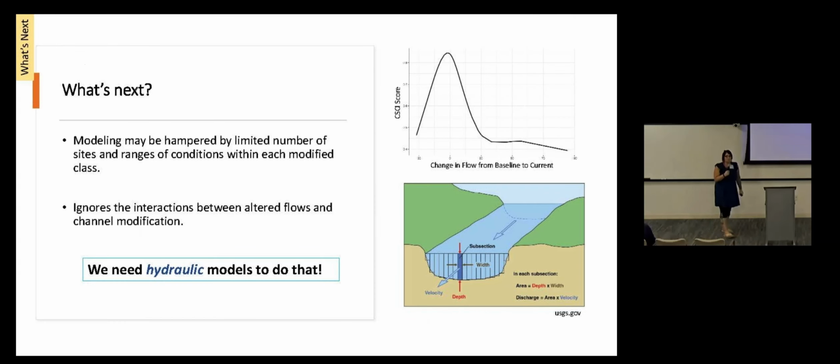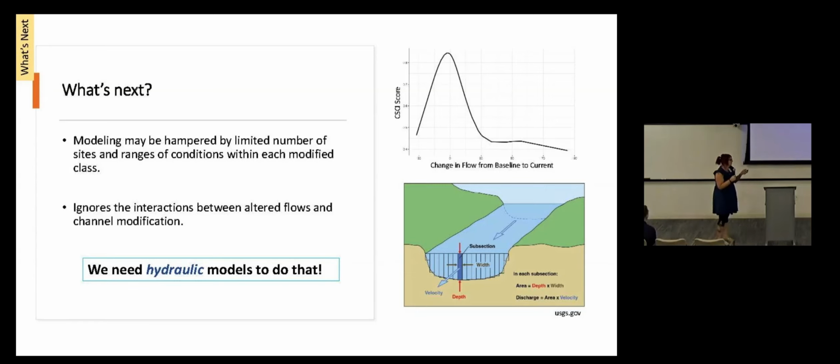Okay, in terms of what's next, there are 2 main areas that we want to focus attention on. First of all, as with any modeling project, there are some data limitations. We want to make sure that we have enough sites within each of the modified channel classes and that they have a range of conditions, so that the curve is as representative as possible and covers all bases. The second area is a little bit more complex, because the flow alteration, the way that we use it, actually ignores the interaction between the altered flow and the channel modification itself.